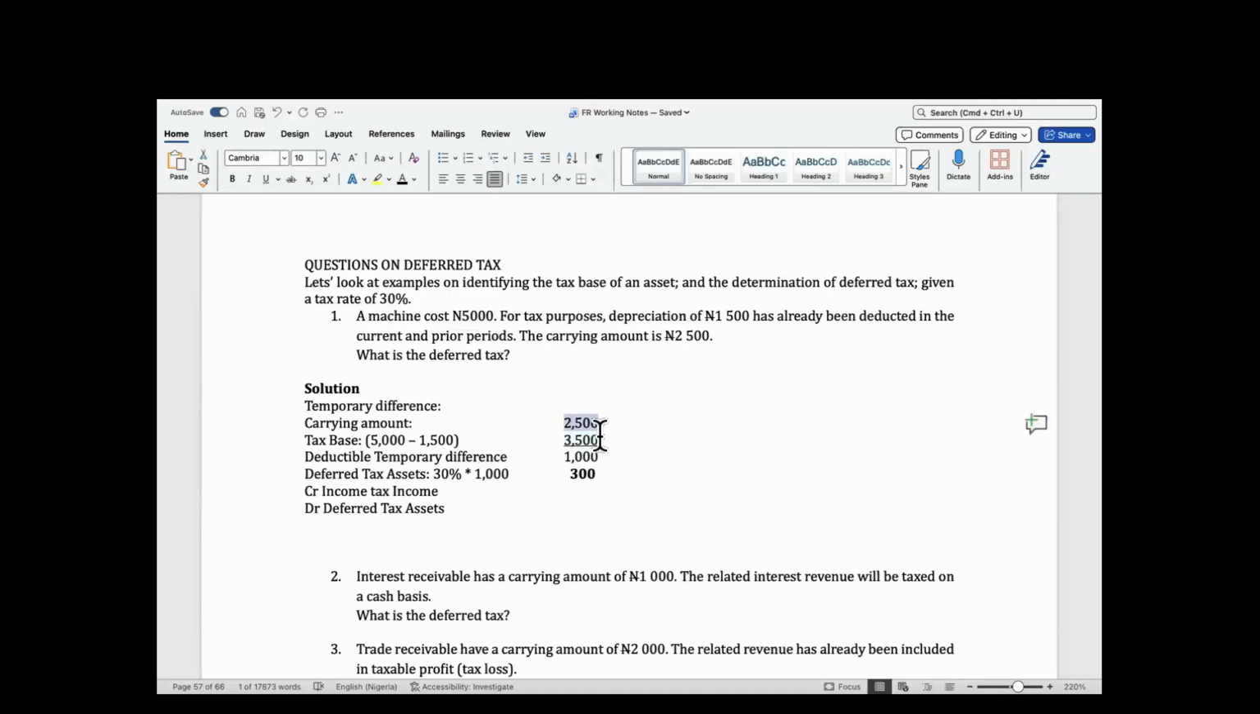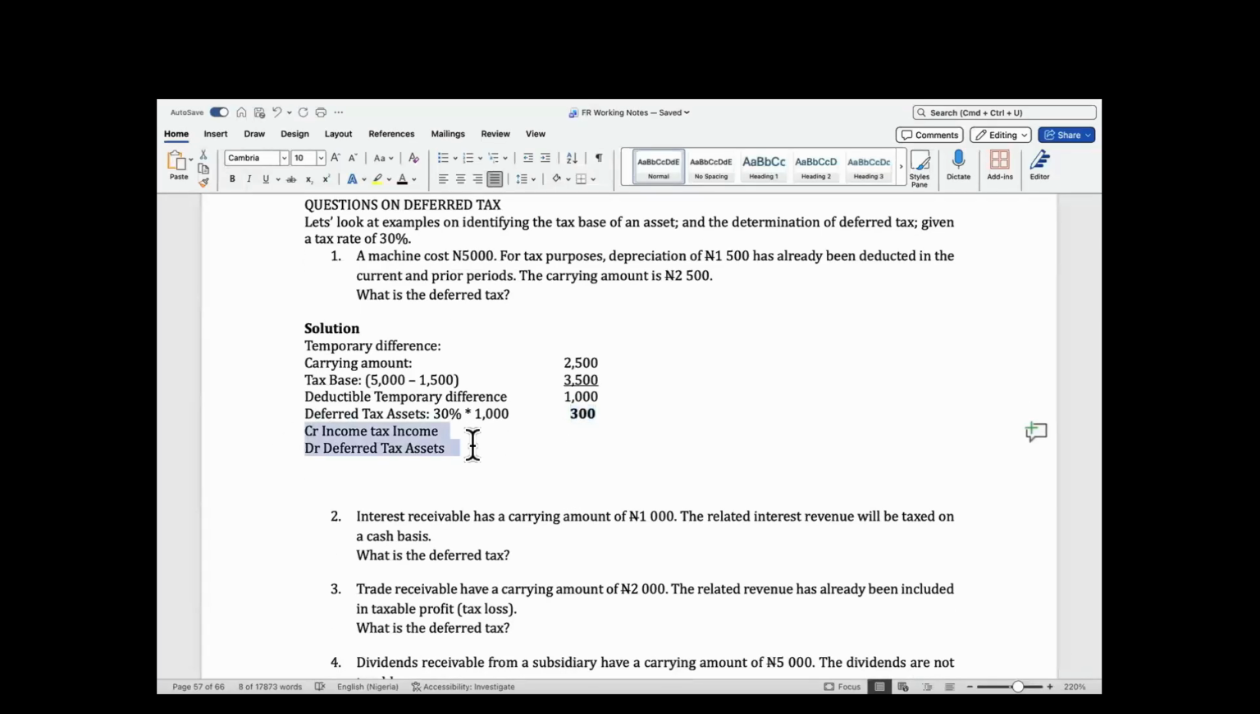I can see here clearly that the deduction I will get from the tax authority is higher than what I will charge by 1,000. Therefore, I'm going to get more deductions, resulting in a deductible temporary difference that I need to capture today. And I will calculate deferred tax asset on that, because more deductions means I'm not paying more. It's a benefit to me, and that's an asset now. So I do 30% times 1,000, which is 300. Then I pass the journal in my books like that.